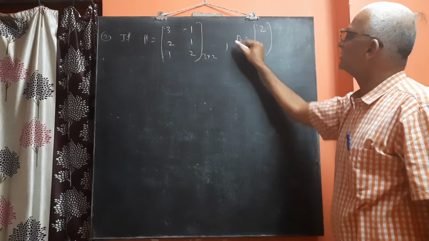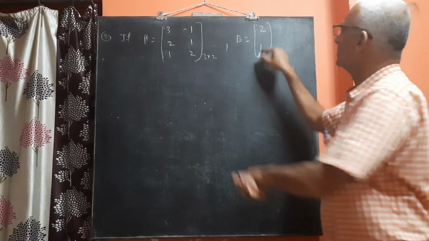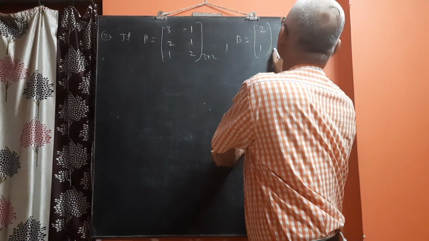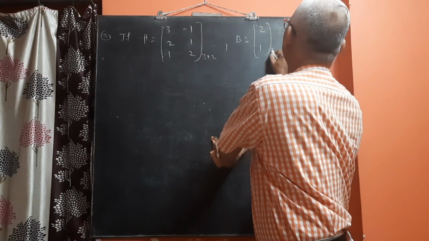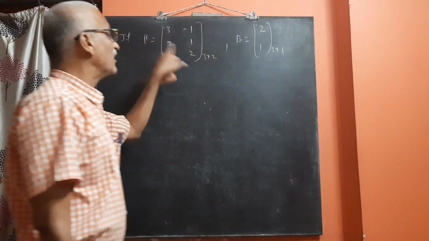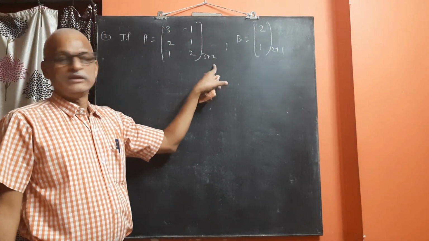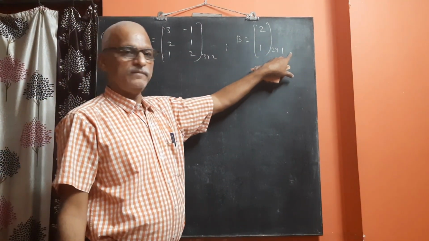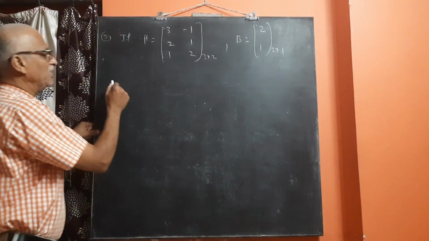B is a column matrix, that is 2 and 1. Here the order of this matrix is 2 by 1. A का order है आपका 3 by 2. The order of B is 2 by 1. We have to find out AB.